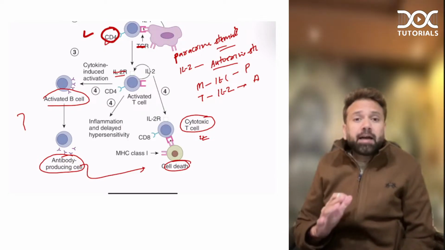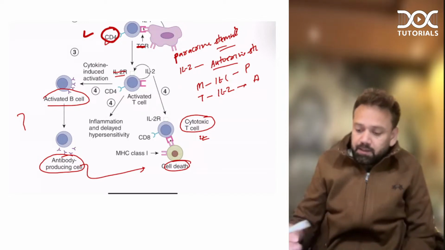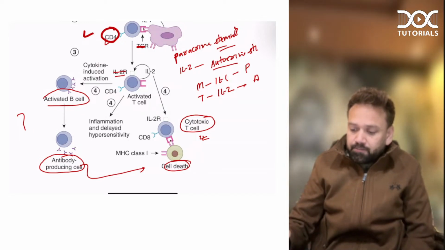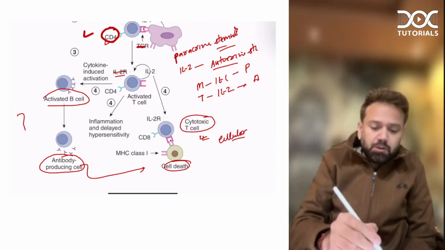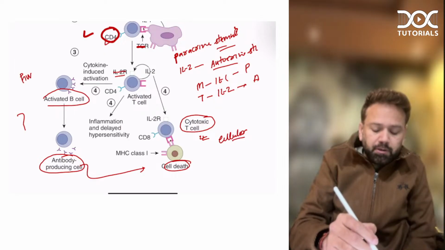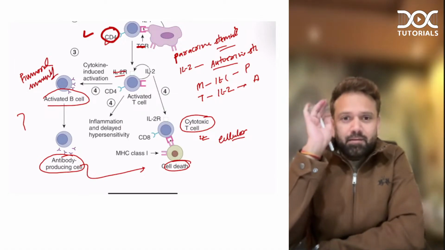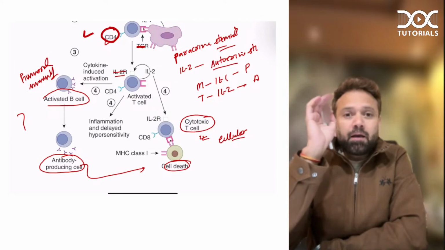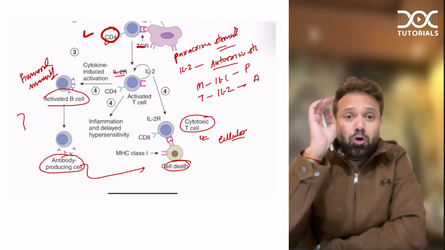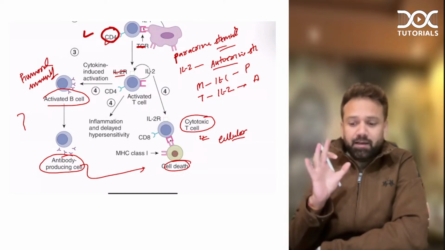So when T lymphocytes cause cell death, that is called cellular immunity. Are you getting me? And this is called antibody induced humoral immunity. Am I clear? So one diagram is telling you about cellular immunity, humoral immunity, antigen presentation, autocrine stimulation, and paracrine. But let me summarize the summary.